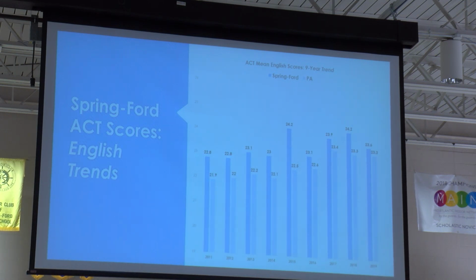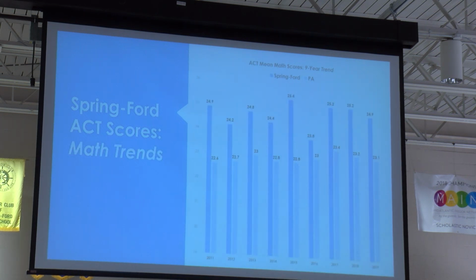So that is English trends. You can see it's fairly insignificant, 24 to 23. We've had up and down on that. We continue to look at this data, continue to dive into it to see where we can make changes in curriculum, et cetera. But moving forward, these are the math trends.